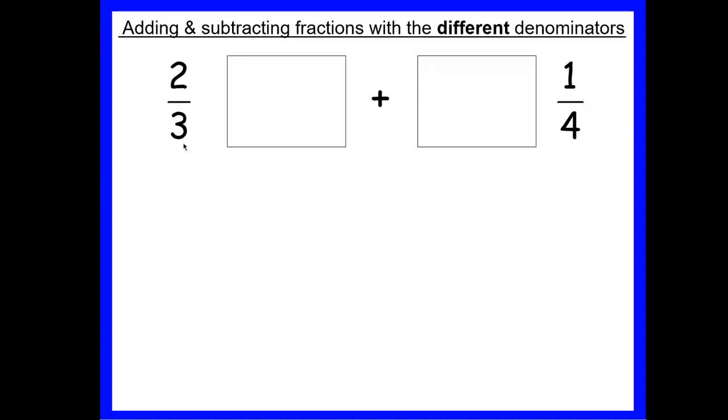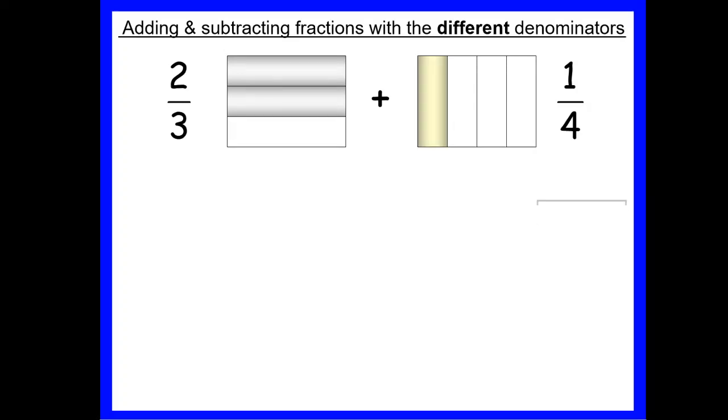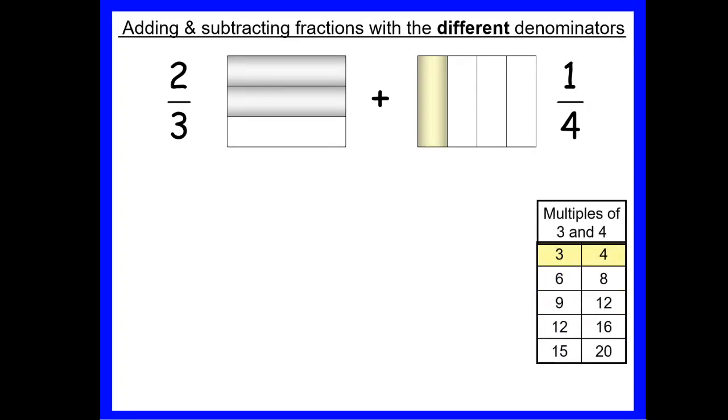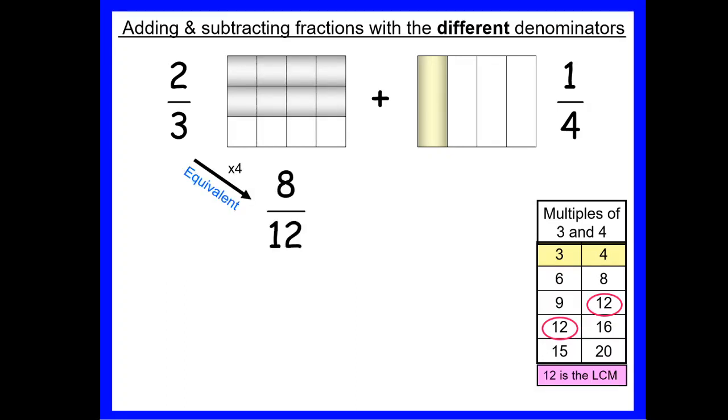So we look at our denominators. Our first step is to say, well, our denominators are 3 and 4. We need to find the lowest common multiple of 3 and 4. So that's our 2/3 and our 1/4. The lowest common multiple of 3 and 4, remember, if you can't spot it straight away, do your 3 times table and your 4 times table, and we're looking for the smallest number the same in both times tables. So in this case it is 12. So 12 is our lowest common denominator.